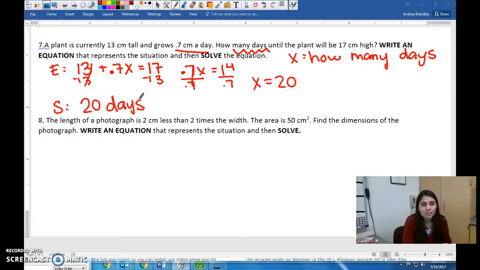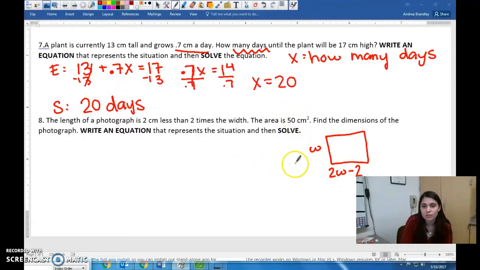The last one, I start with the length of a photograph. So I'm going to draw my photograph. The length of the photograph is 2 centimeters less than 2 times the width. Okay, I don't even know what the width is yet, so I'm just going to call that W. And then the length of the photograph is 2 centimeters less, so I'm going to take 2 away, then 2 times the width. And then the area is 50 centimeters. So I've got to do W times 2W minus 2 is equal to 50.